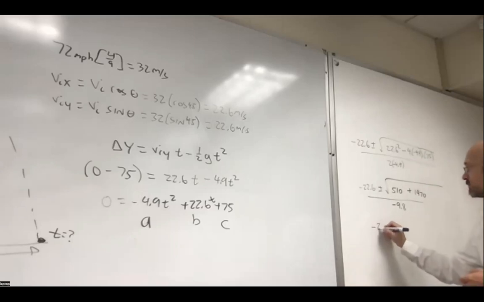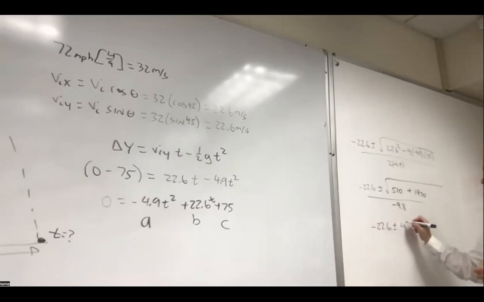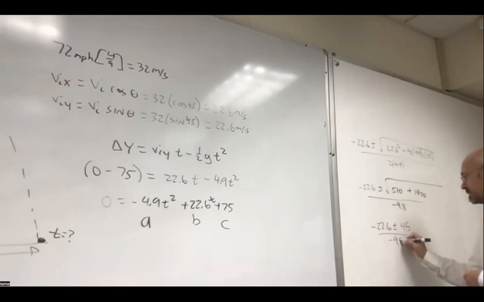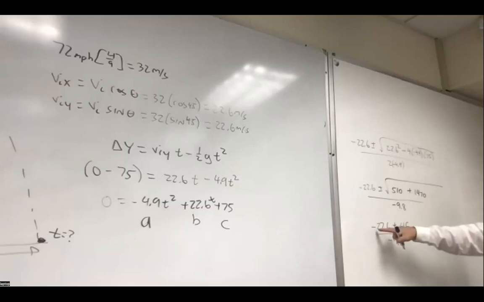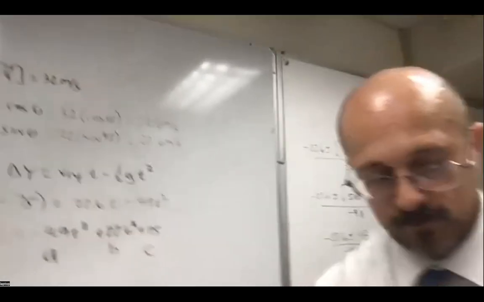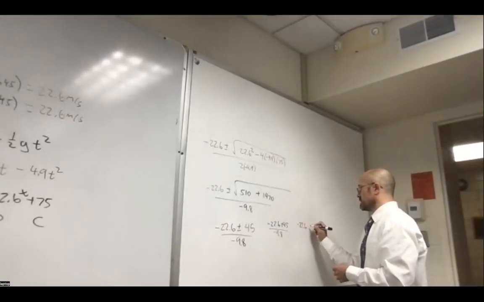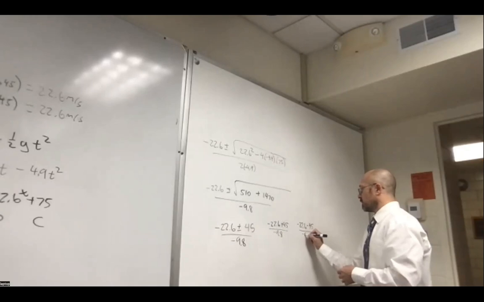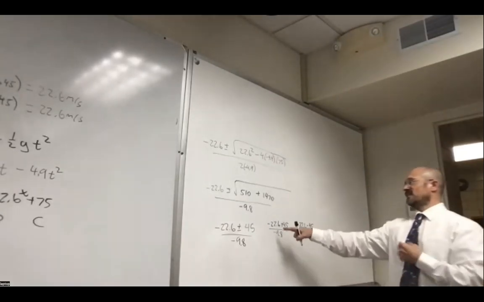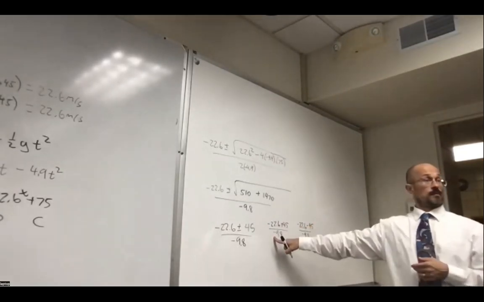Okay, so we have minus 22.6 plus or minus 45, over negative 9.8. So now we have 2 solutions. All right, so one of them is to go minus 22.6 plus 45 divided by negative 9.8. And then the other one is minus 22.6 minus 45 over negative 9.8. So this will be a negative number, right?